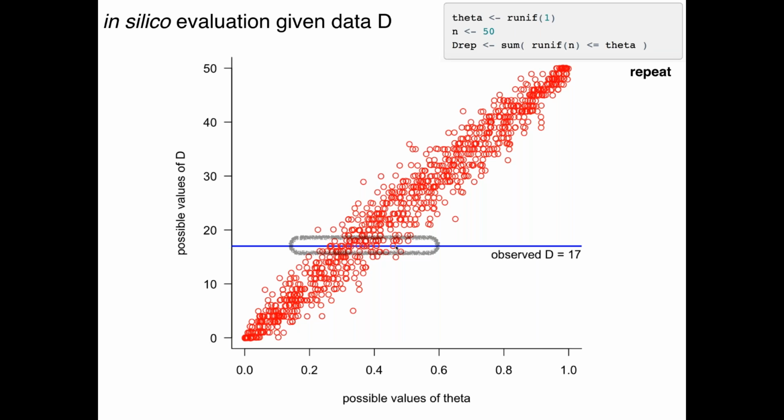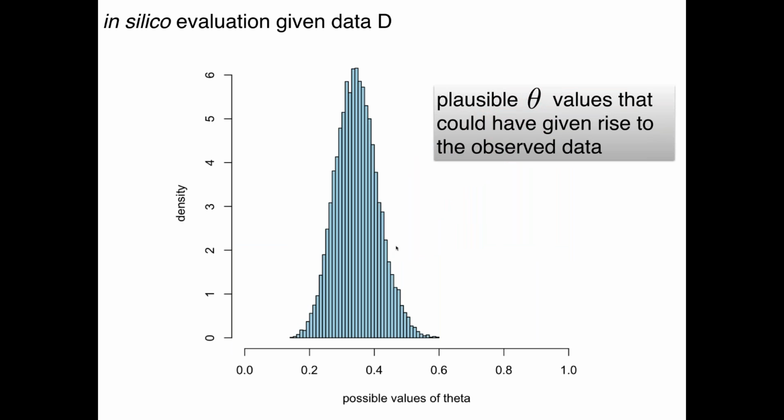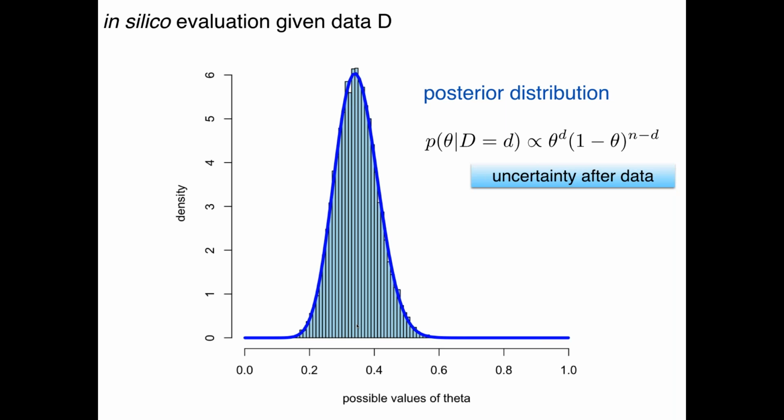Now, we've conditioned effectively on that 17, and we can project down onto the theta axis right now. And so I've just taken this, boosted the simulation size up a bit. But this is the distribution of thetas that came out of this experiment, where I first simulate theta, and then I get simulated data given theta, but then I keep track of the thetas that match my observed data. These are certainly plausible values. Well, indeed, mathematically, we can work out the formula for that curve. It's known as the posterior distribution.